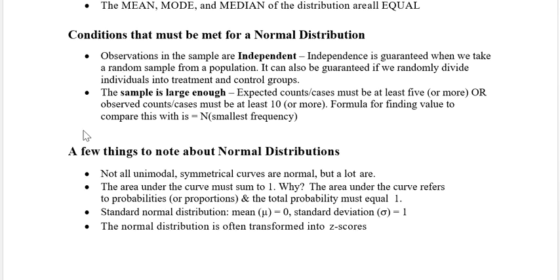The other condition that must be met is, is the sample large enough? So you've got expected cases divided by cases must be at least 5 or more, or observed counts divided by cases must be at least 10 or more. The formula for finding the value to compare this with is just the total number of cases or people in the sample times the smallest frequency. And that might not make much sense, but we're going to get to an example that will hopefully make that make more sense.